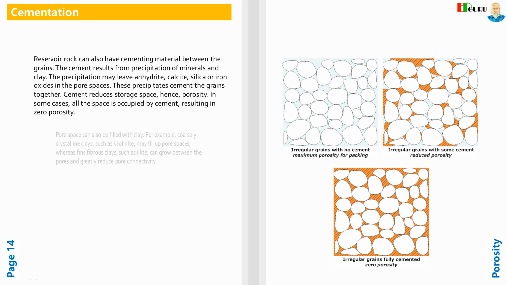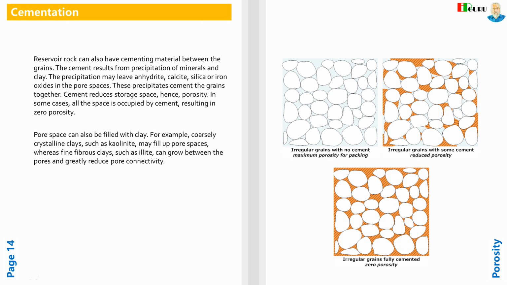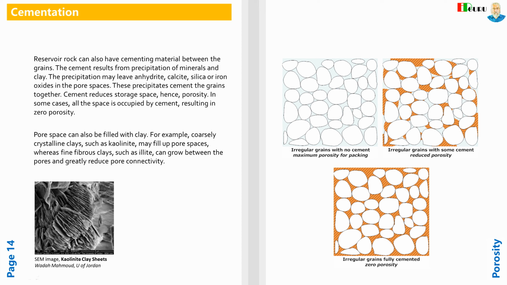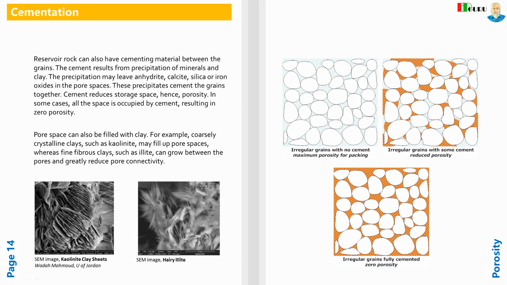Pore space can also be filled with clay. For example, coarsely crystalline clays, such as kaolinite, may fill up pore spaces, whereas fine fibrous clays, such as illite, can grow between the pores, greatly reducing pore connectivity.